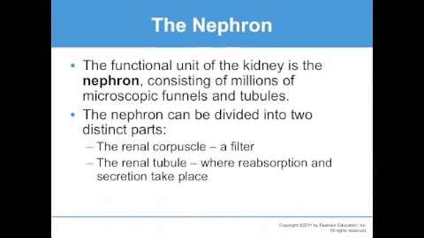The functional unit in the kidney is called the nephron. The nephron consists of millions of microscopic funnels and tubes. The nephron can be divided into 2 distinct parts: the renal corpuscle, which is a filter, and the renal tubule, where reabsorption and secretion are done.